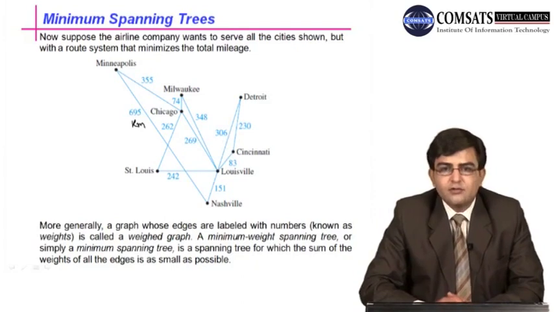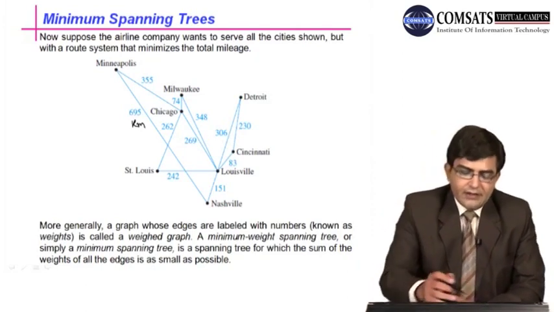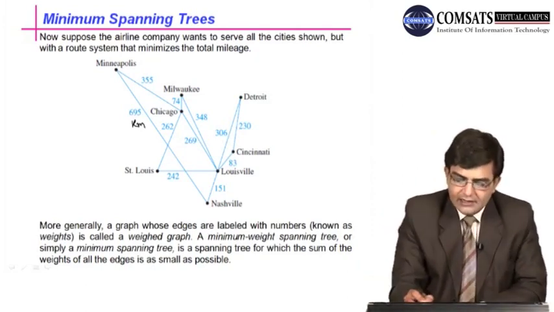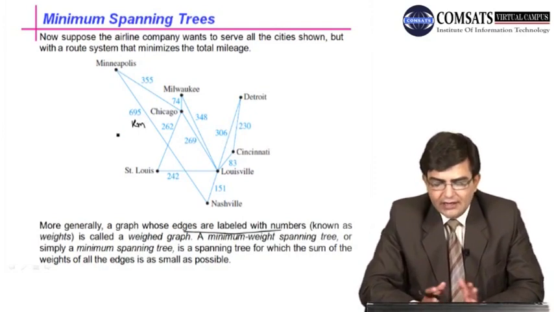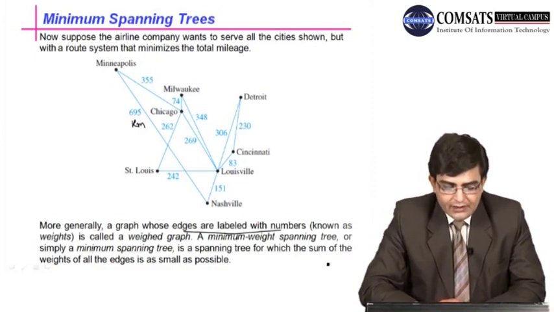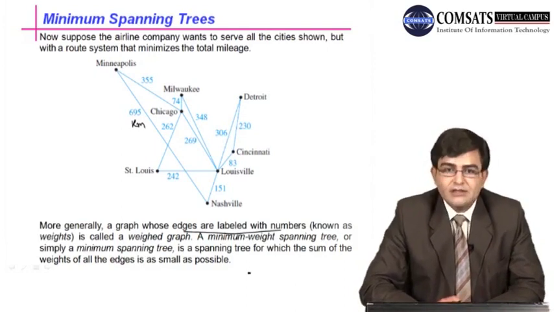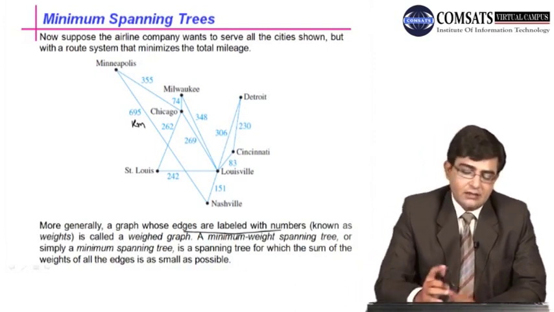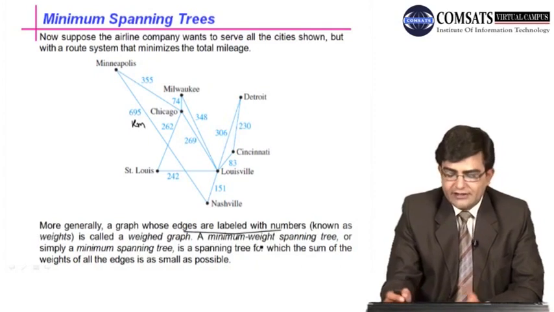Now we have to find the minimum spanning tree, that is a tree which contains all the vertices of that graph and is a tree, and it's obviously a subgraph of this graph. And if this graph has edges labeled with numbers, known as weights, it could be distance, it could be any other thing which we can assign in the graph. Such numbers which we label the edges with are called weights, and we call it a minimum weight or weighted spanning tree.